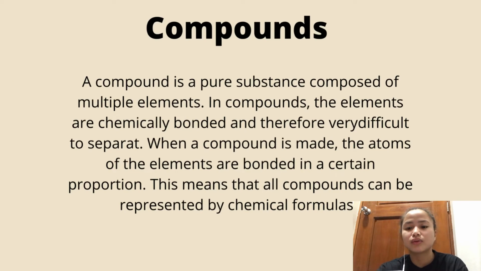The next one is compounds. A compound is a pure substance composed of multiple elements. In compounds, the elements are chemically bonded and therefore very difficult to separate. When a compound is made, the atoms of the elements are bonded in a certain proportion. This means that all compounds can be represented by chemical formulas.